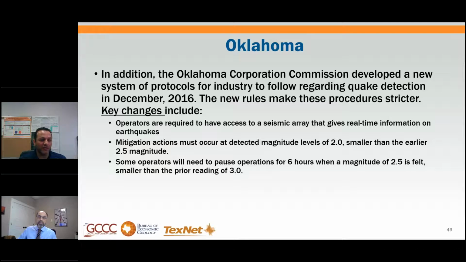Some of those key changes, which are now stricter compared to what it was before, are that operators are now required to have access to a seismic array that would give them real-time information on earthquakes. Mitigation actions must occur at magnitude 2, which was previously magnitude 2.5. And some of the operators will need to pause operations for 6 hours when a magnitude 2.5 is felt. This one used to be magnitude 3. So they are reducing those magnitudes and making the regulations a little bit stricter as far as induced seismicity goes.